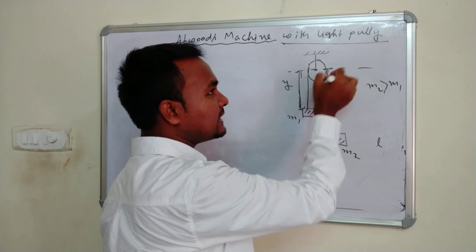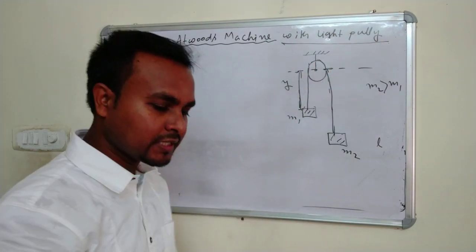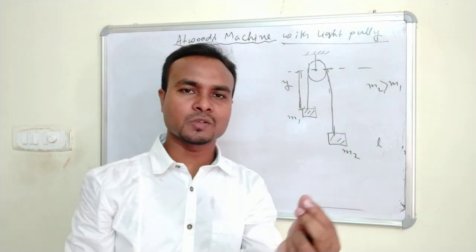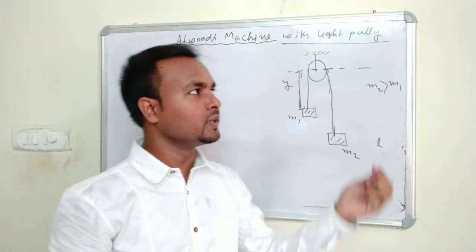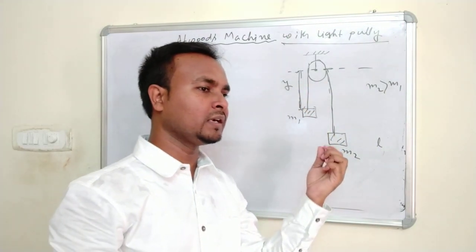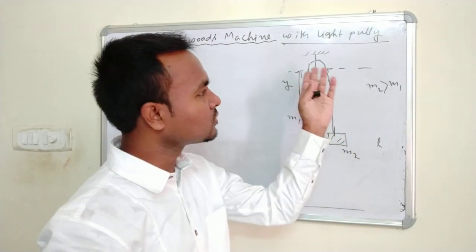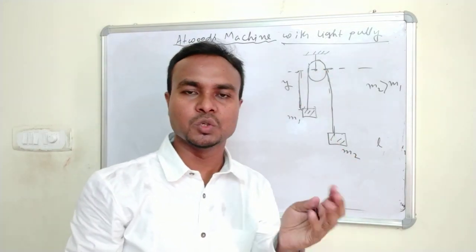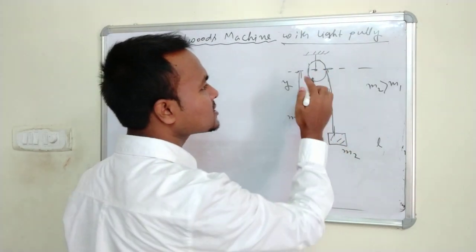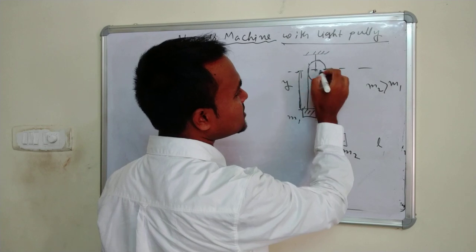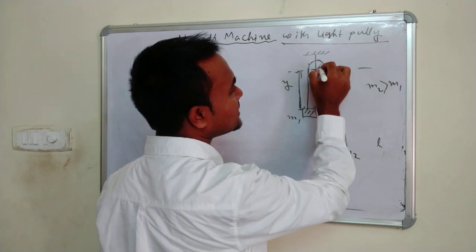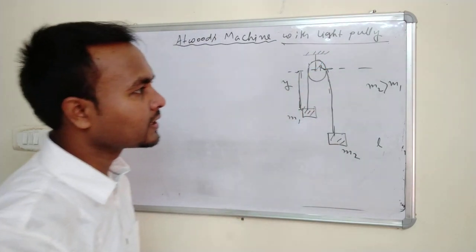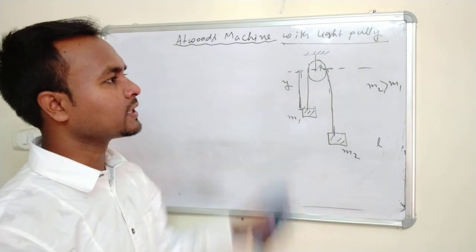Again, this pulley is a light pulley. That means when the pulley is light, it is a massless pulley. So if it is a massless pulley, then the moment of inertia associated with this pulley I can write as 0. Clear? So it is a massless pulley, but the pulley has radius r.